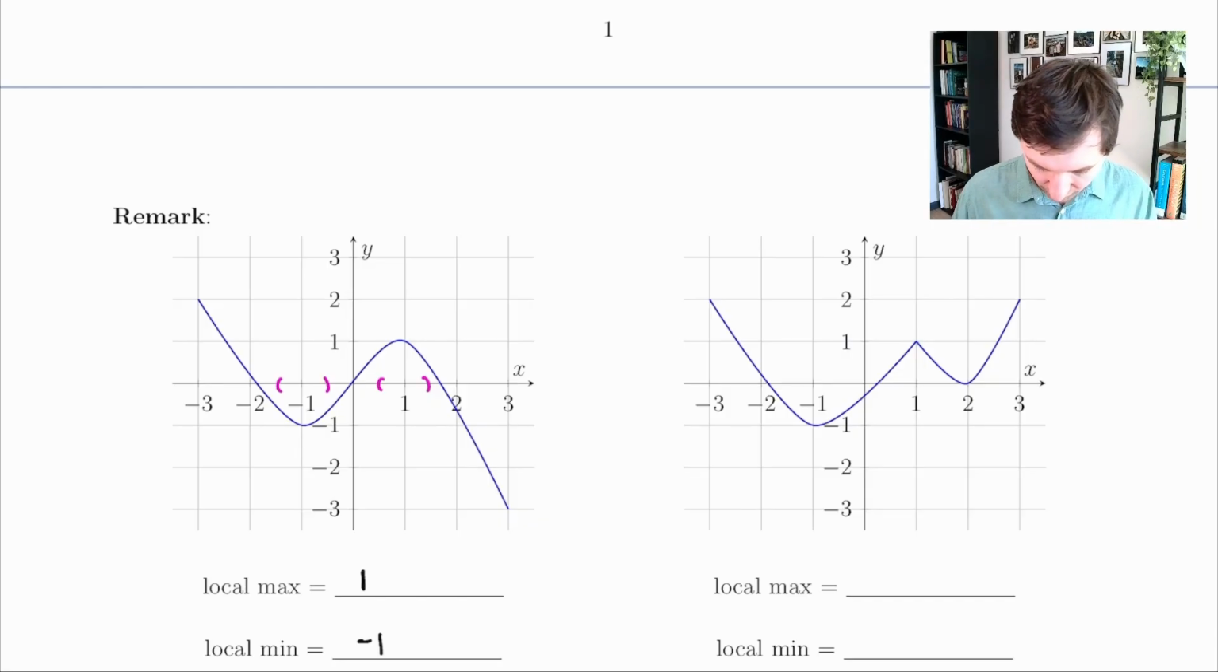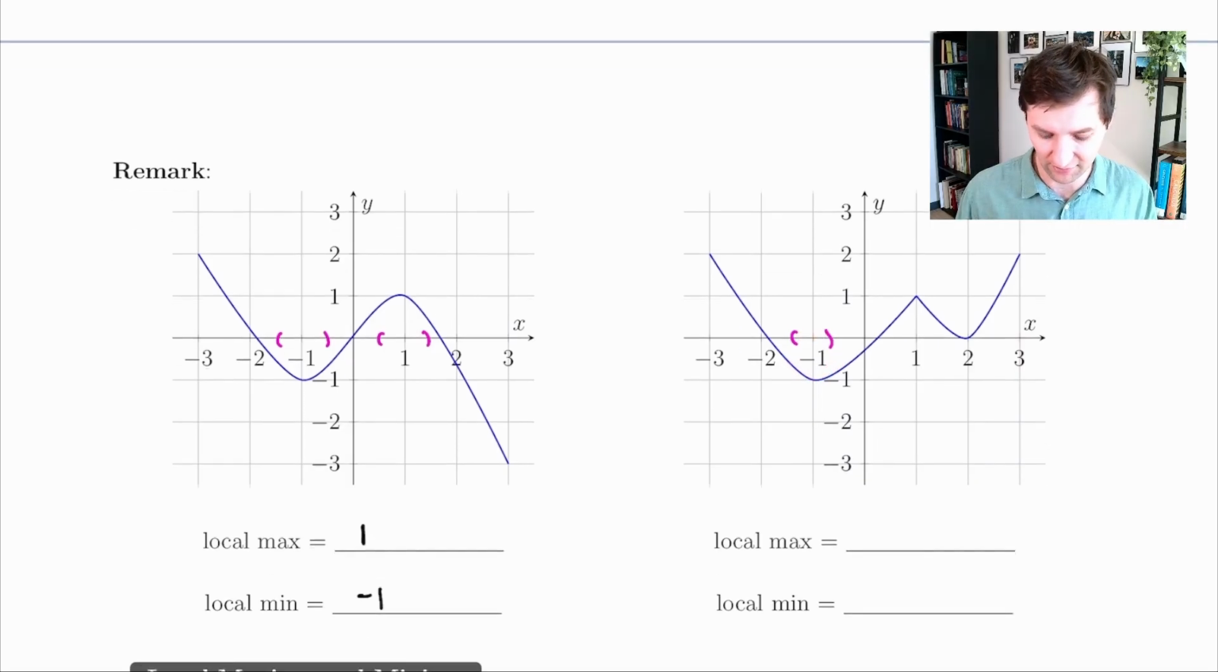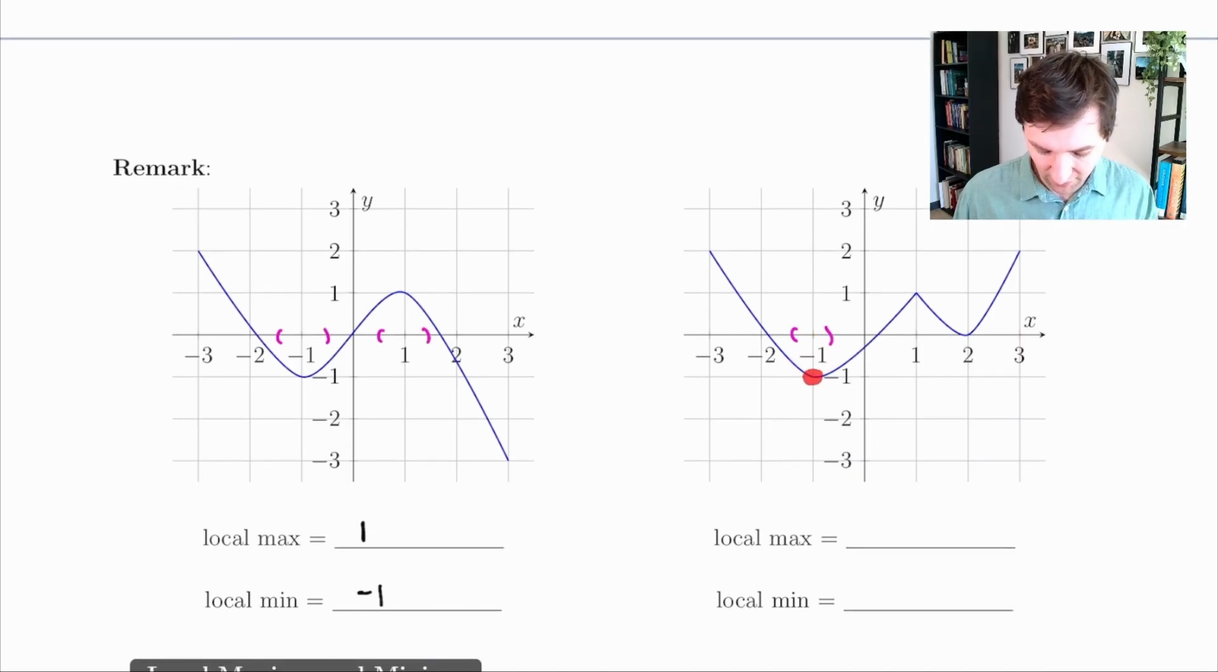At x equal to -1, I have a local minimum. I can draw a tiny interval around -1, and on that interval, this is the lowest point. So at x equal to -1, I have a local minimum, and the value of that local minimum is -1.